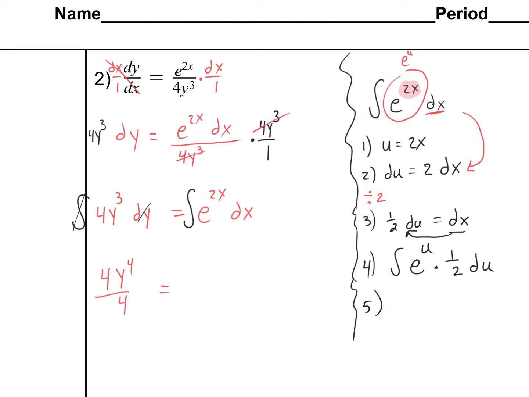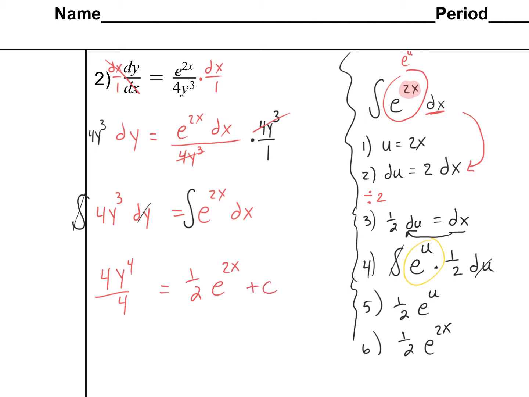Fifth step. The 1/2 comes along for the ride. The notation, of course, drops out because we're taking the antiderivative. The only thing that we need to take the antiderivative of is e to the u. The antiderivative of e to the u is e to the u. And now, of course, we plug in u. So 1/2 e to the 2x. So now we march right back over here. The antiderivative of this is 1/2 e to the 2x, and on the x side we put plus c.